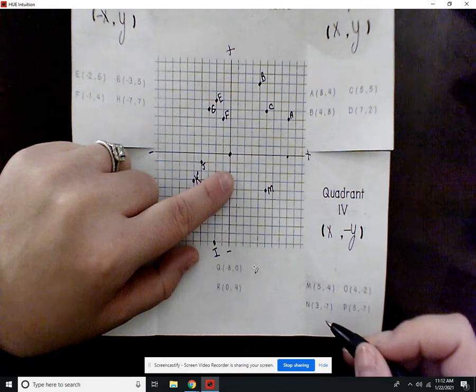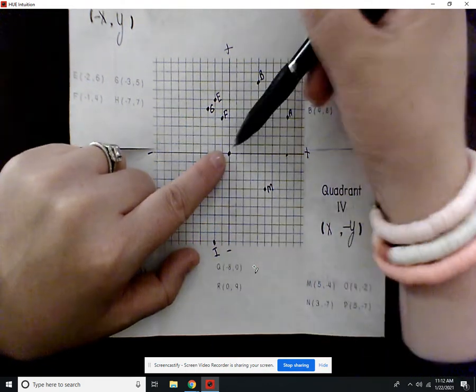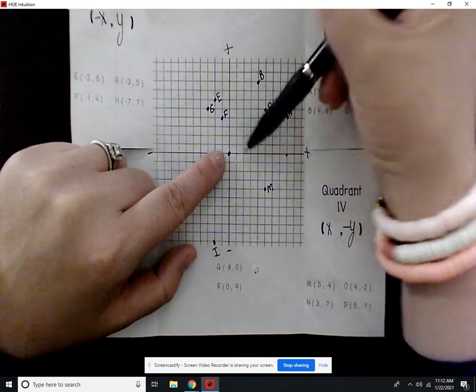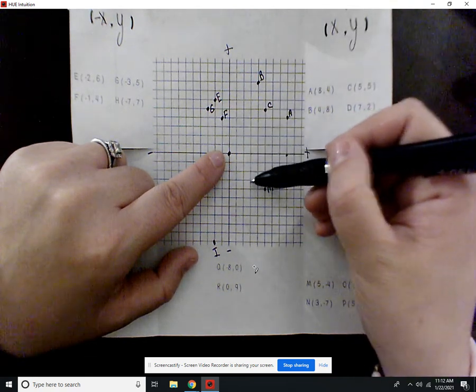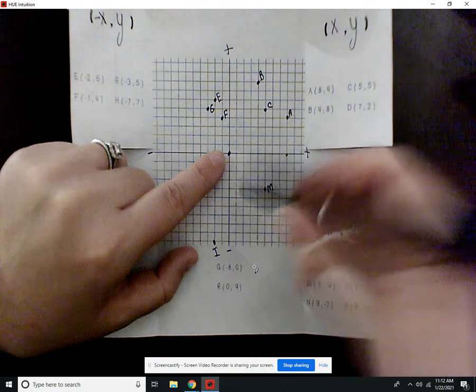Okay, letter N, 3, negative 7, so start from the center. We're going to go over 3 spaces, 1, 2, 3. Down negative 7 spaces, 1, 2, 3, 4, 5, 6, 7.